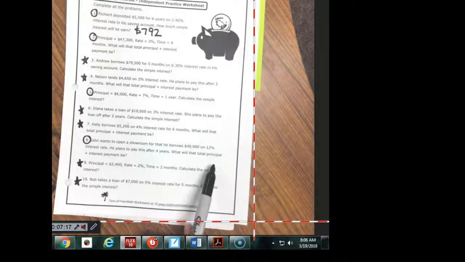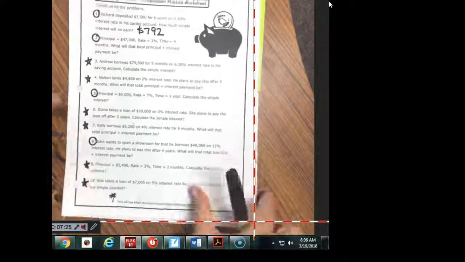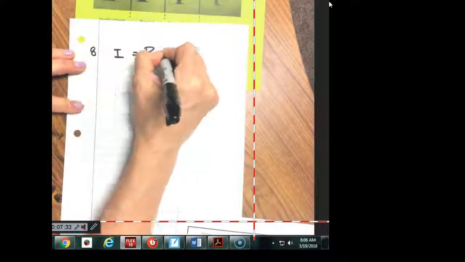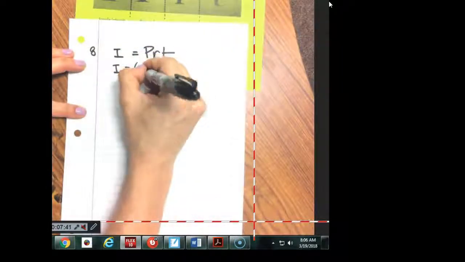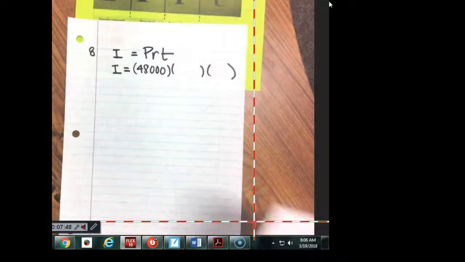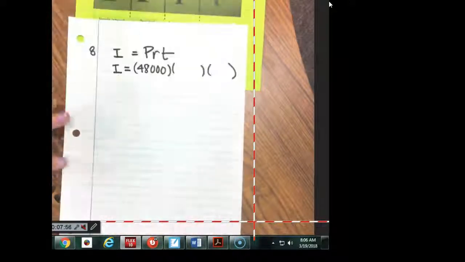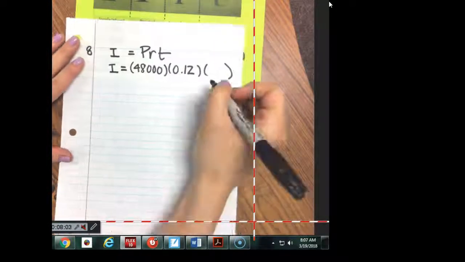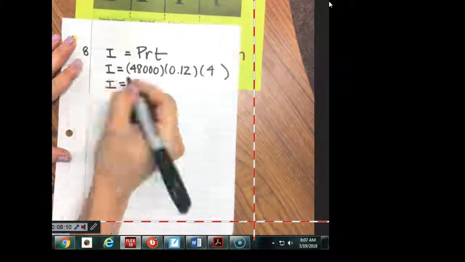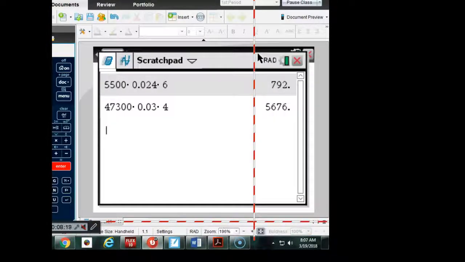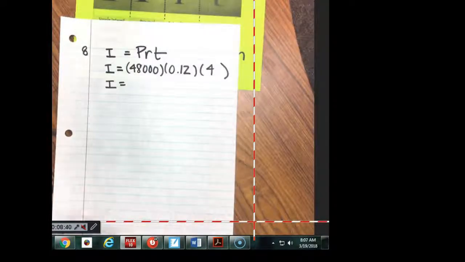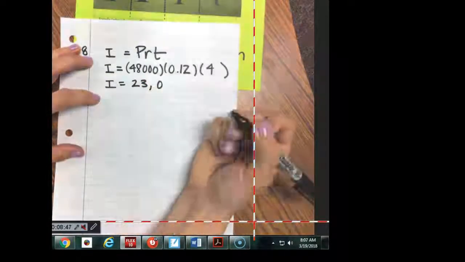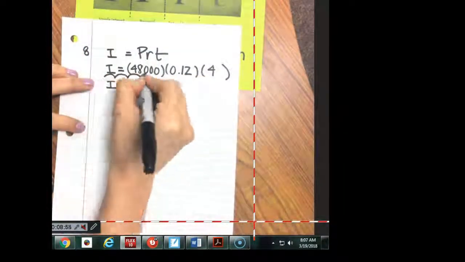Now number 8 again is a multi-step problem. So for number 8, let's go ahead and plug in what we know. Let's start with a formula. We know the principal amount was $48,000 and it had a 12% interest rate, so that is going to be 0.12 for the rate. When you multiply all of this together, you get a total interest of $23,040.